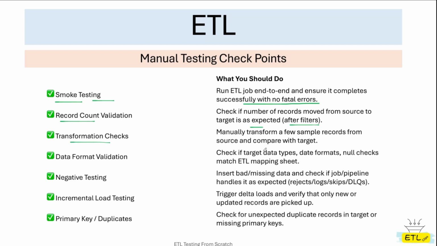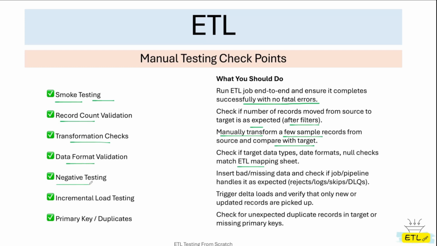Transformation checks. Manually transform a few sample records from source and compare with target. How to do that? Go to the ETL mapping sheet and pick a transformation logic and manually write code, apply the transformation logic on the source data, then compare with the target data. Data format validation: check if target data types, data formats, null checks are matching with your ETL mapping sheet.